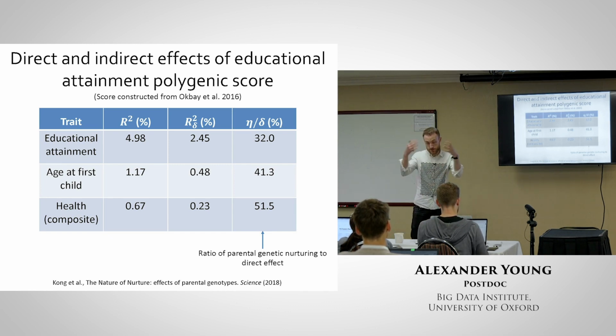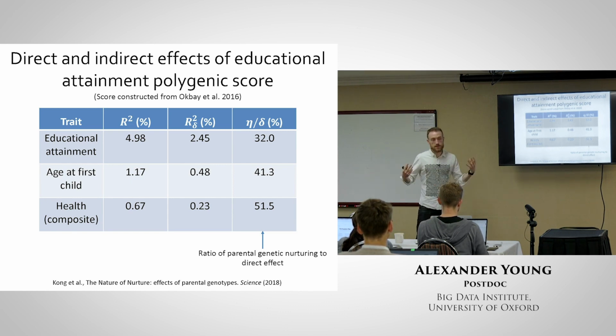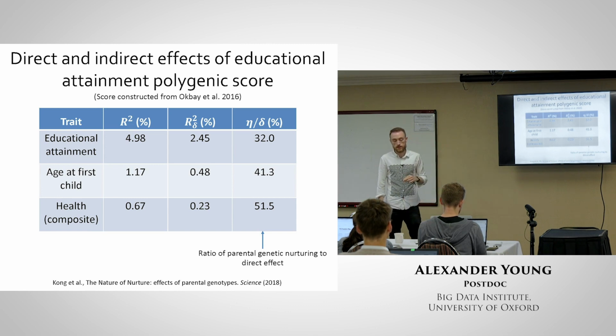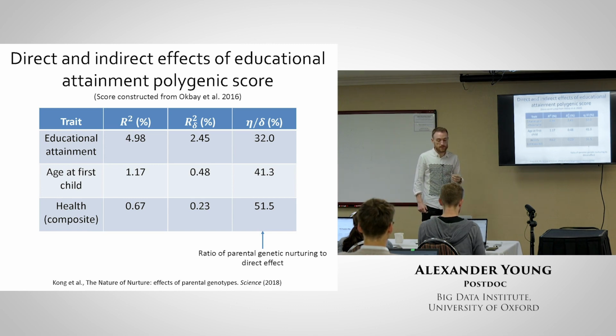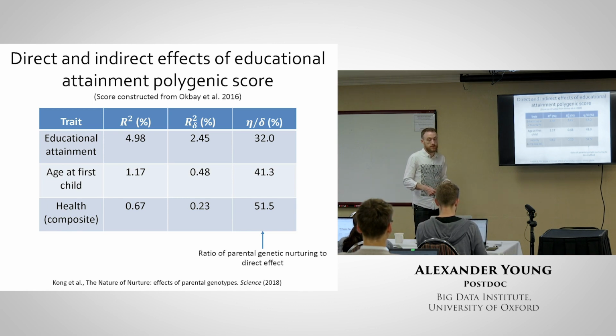But if you use this method where you're using parental genotypes to estimate the direct causal effect of the education polygenic score, that R-squared drops to around half of that. So that's showing that some of the predictive power of the polygenic score is not coming from the direct causal effect of those variants, but at least implies that some fraction of it is coming through indirect genetic effects from parents.